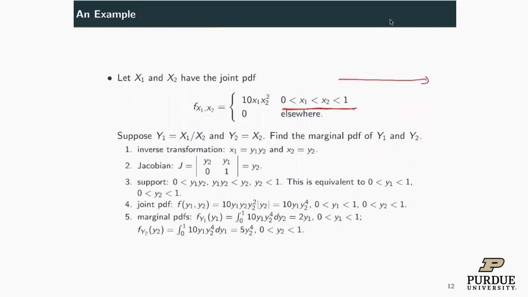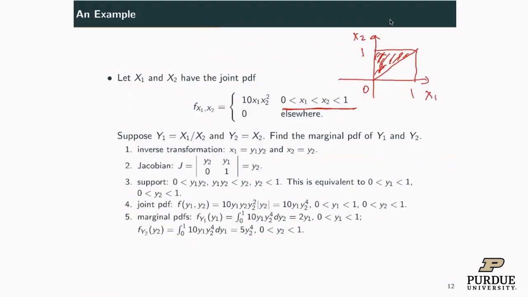So let's draw a picture. What is the support? This is x1, this is x2, 0, 1, 1. So x1 equal to x2 is here. So x1 is less than x2. That's the region, that's the support. So I have a bivariate random vector, which is defined over this triangle.